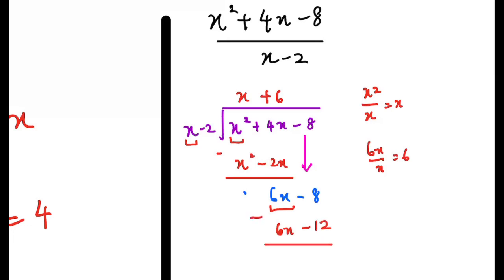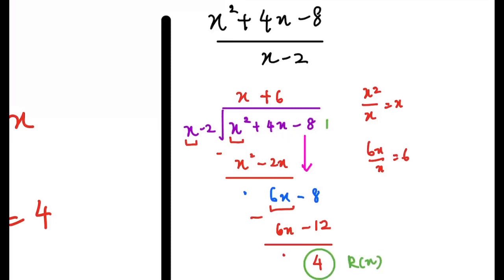Now let's subtract the terms. 6x minus 6x, this is 0. And then minus 8 minus minus 12, this is equal to plus 4. So you don't have the next term to bring down. So this is your final term. Let us straight away declare this is your remainder.